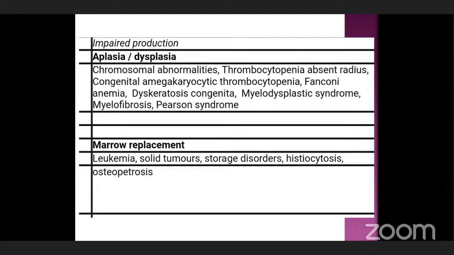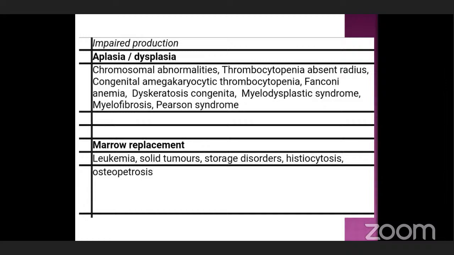All these are dyserythropoietic conditions, in which the bone marrow is not functioning normally. So as a result of that, different cell lines can get affected. All the cell lines, that is WBCs, RBCs, and platelets, can get affected in these conditions, that is congenital amegakaryocytic thrombocytopenia, mainly Fanconi's anemia and dyskeratosis congenita.